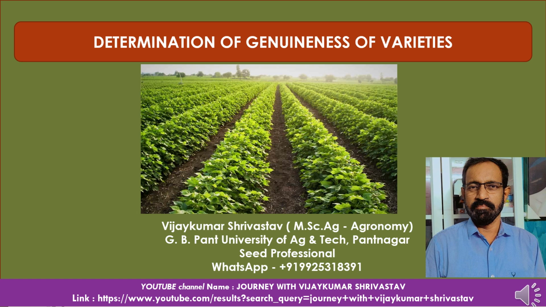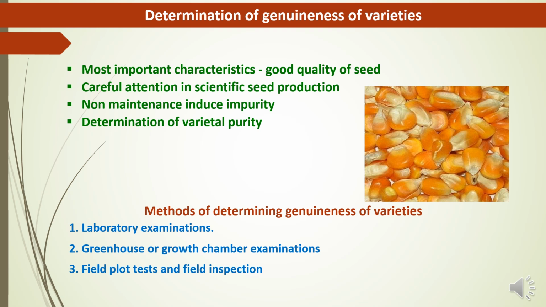Today we are going to study the topic agronomic principles in hybrid seed production. So let's move. The genuineness of variety is one of the most important characteristics of good quality seed. In scientific seed production, careful attention is paid at every stage to maintain genuineness and best quality of the variety. In spite of this, if not maintained, the varieties may become impure. It is therefore desirable to carry out determination for varietal purity to the extent possible.